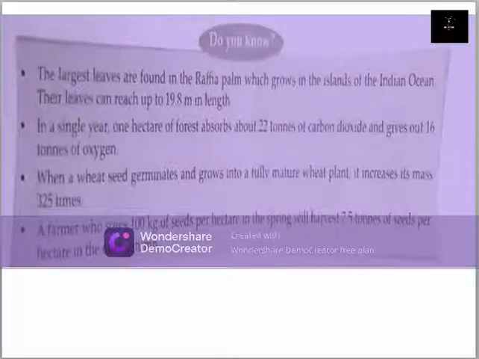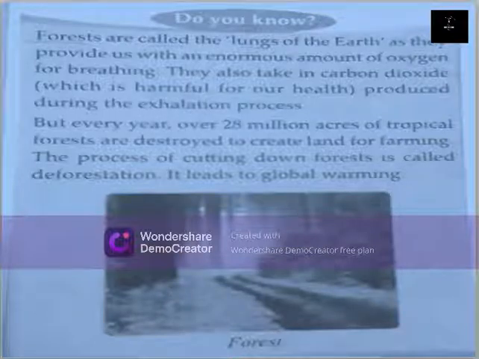I also have another piece of information: the forests are called the lungs of the earth, as they provide us with an enormous amount of oxygen for breathing. They also take in carbon dioxide, which is harmful for our earth, produced during the exhalation process. But every year, over 28 million acres of tropical forest are destroyed to create land for farming. The process of cutting down forest is called deforestation.